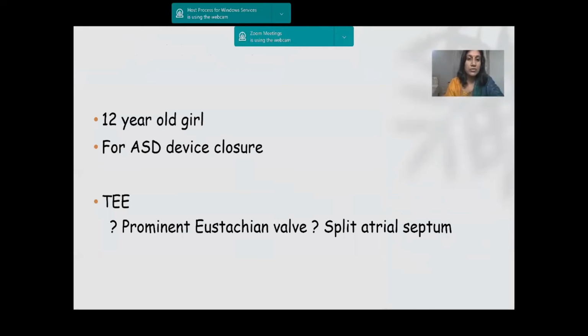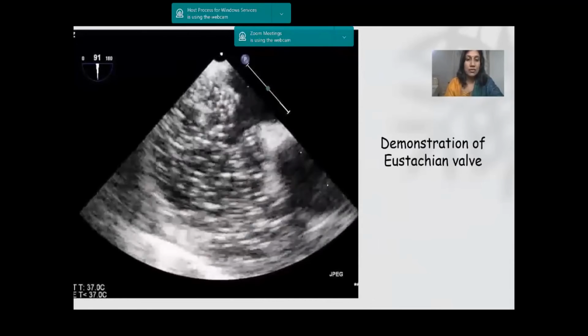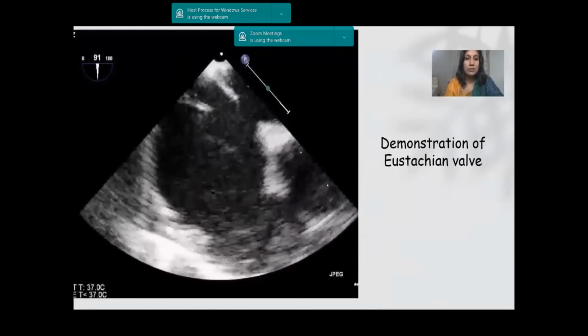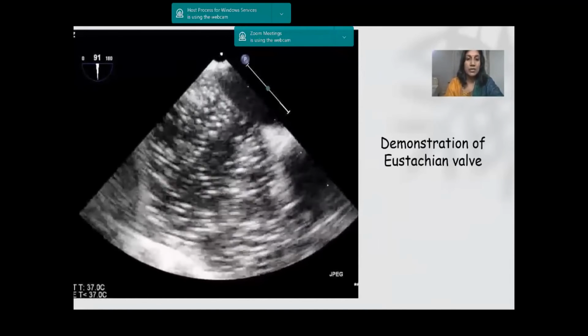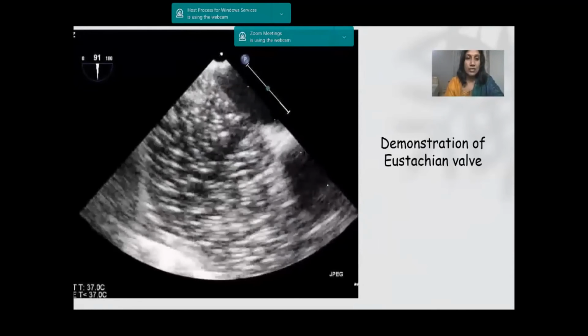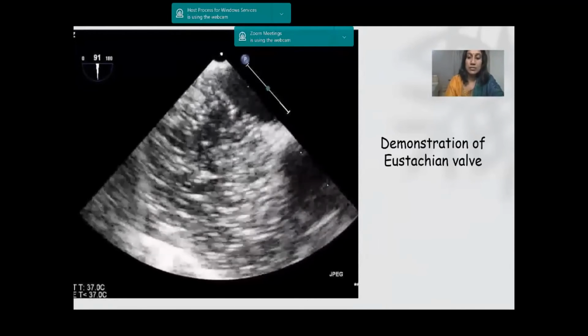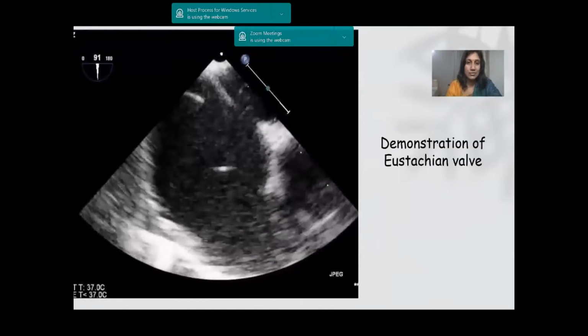A 12-year-old girl was referred for ASD device closure. A transesophageal echo showed a structure close to the atrial septum. We were not sure whether it is a prominent eustachian valve or a split atrial septum. Again, we did a saline contrast echo in the inferior vena cava, which showed the bubbles appearing between the two structures. That means that the anterior structure is the eustachian valve. If that were not the case, if it was a split atrial septum, this saline contrast would have appeared anterior to that structure.